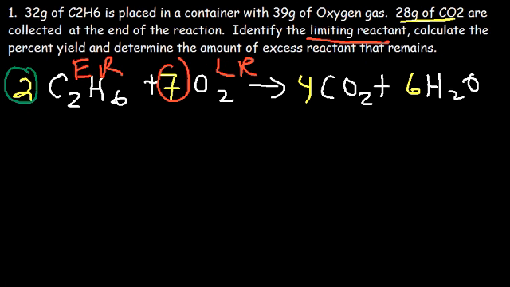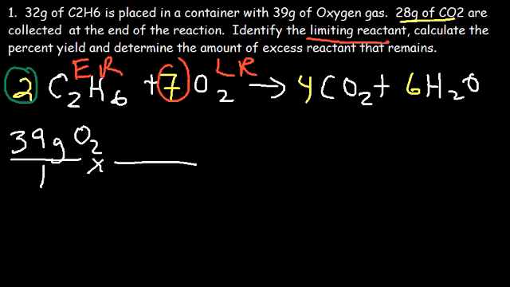So let's find out what the theoretical yield is. Since oxygen is the limiting reactant, let's start with 39 grams of O2. So we're going to do what is called a gram to gram conversion. We're going to convert from the grams of one substance into the grams of another substance, in this case, grams of CO2. So let's convert grams into moles. We already have the molar mass of O2. 1 mole of oxygen contains 32 grams of O2.